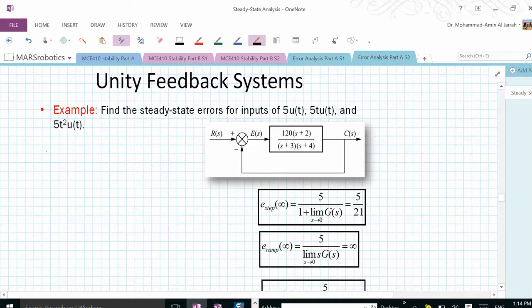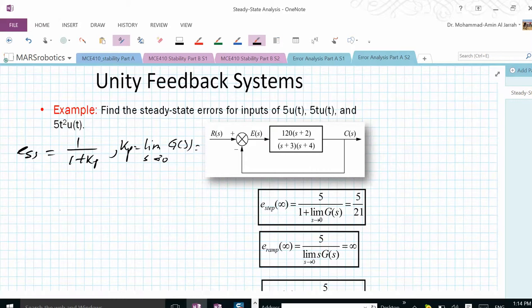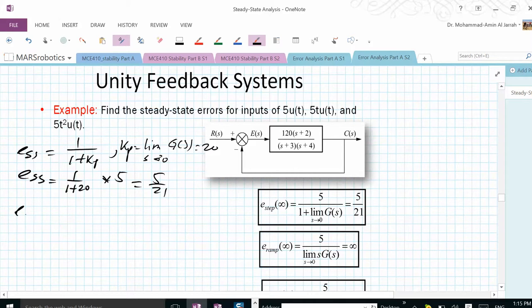For a unit step input, ess is 1 over 1 plus Kp, where Kp equals the limit as s goes to 0 of G(s). Tell me, what is the limit? 240 over 12, which is 20. So ess equals 1 over 1 plus 20. This is for a unit step. For 5 units, we multiply by 5, so the error is 5 over 1 plus 20, or 5 over 21. Is this clear?